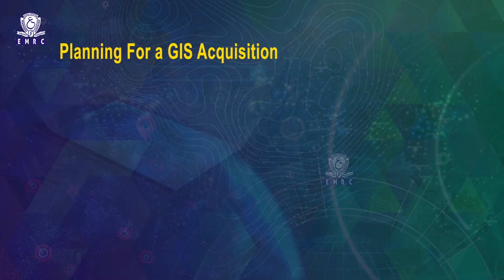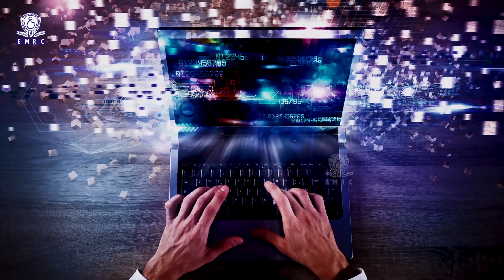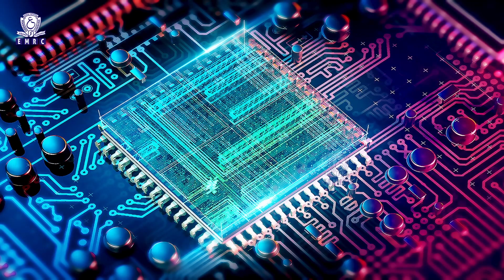With this information, disaster prevention and preparedness action can be initiated. Criteria to be considered when planning for a GIS acquisition are the hardware, software, cost and vendor support. Hardware. The hardware criteria consist of the CPU system unit and features and peripherals.